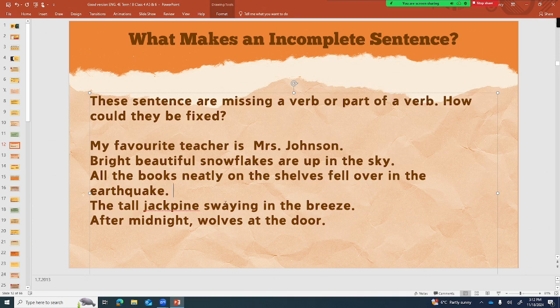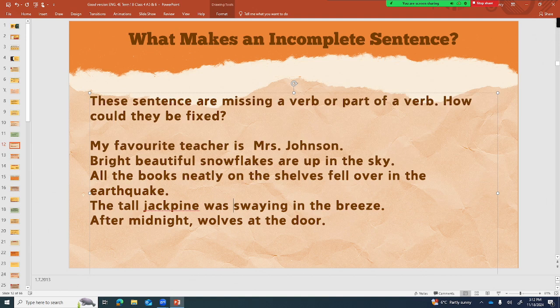The tall jack pine swaying in the breeze. This one could be changed just by fixing the verb. I could say the tall jack pine is swaying in the breeze or was swaying, but swaying all by itself doesn't quite work and it ends up creating an incomplete sentence. So I'm going to say was swaying in the breeze.